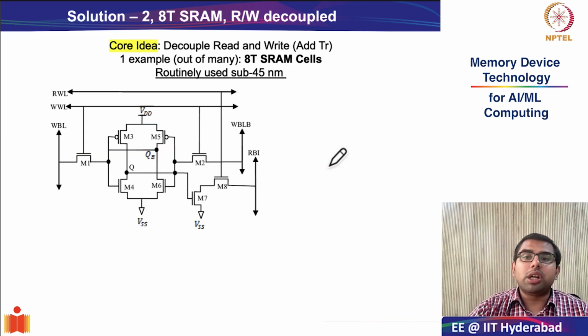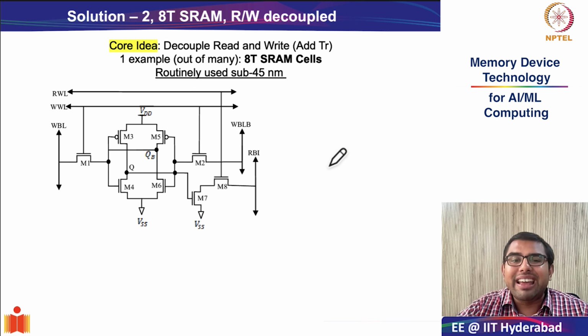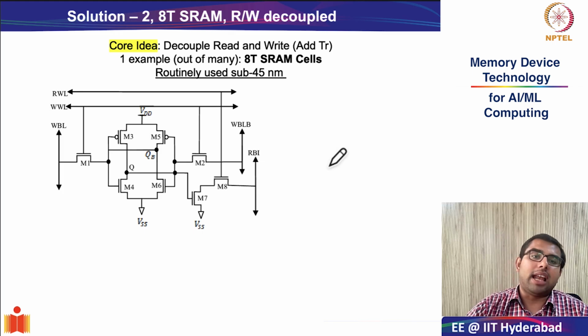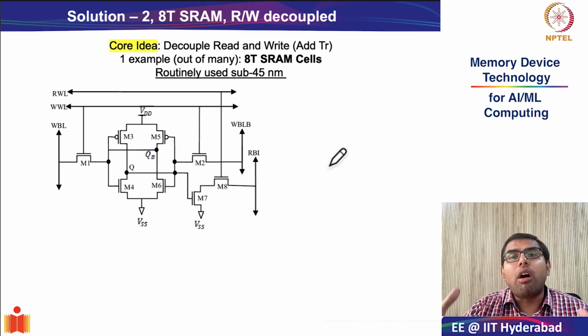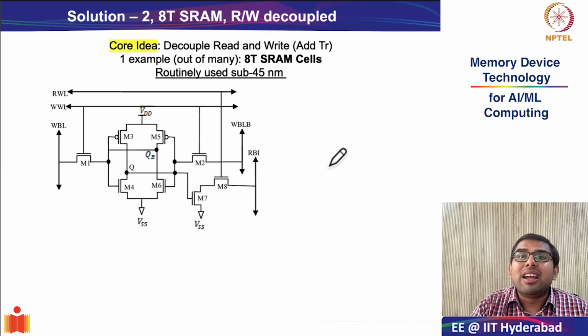Okay, so these are the first set of solutions, which involve specialized biasing schemes for read and write operations. The second solution is to completely revamp or completely change the structure of the 6T SRAM cell. And the core idea over here is, since read and write had conflicting requirements, why don't we completely decouple read and write through different paths in the circuitry? And this is what I will explain through one example of the 8T SRAM cell.